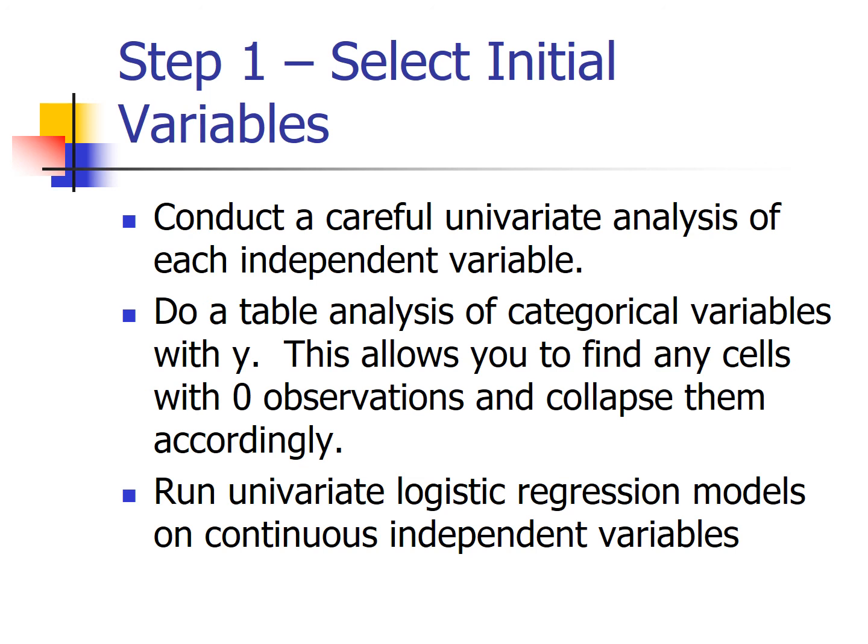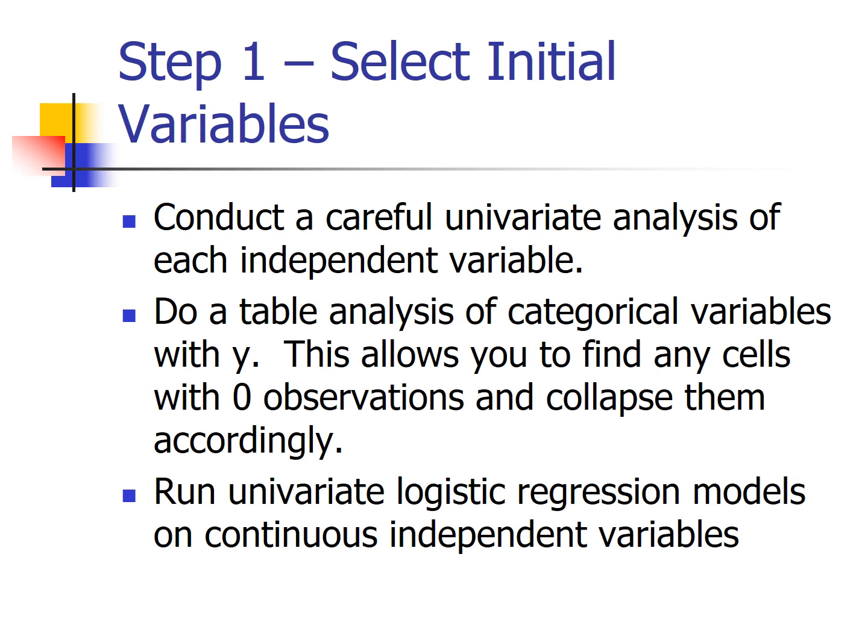So the Hosmer-Lemeshow way starts with this. It has these different steps. And the first step is select your starting variables. They say you start with a careful univariate analysis of each independent variable. It's kind of what we said in 512, right? It's just part of our descriptive statistics or exploring our data. Do a table analysis of categorical variables with y.